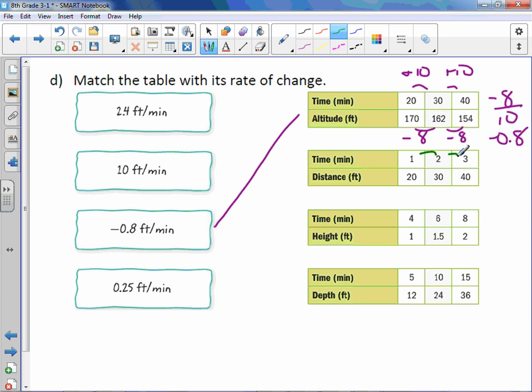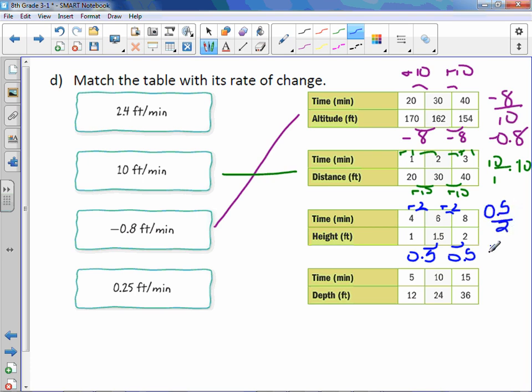Here our change goes up by 1 both times, and our change here is up by 10. So 10 over 1, which equals 10. Our constant rate of change is 10. The next one, it increases by 2. And here it increases by 0.5. So 0.5 over 2, which is 0.25.